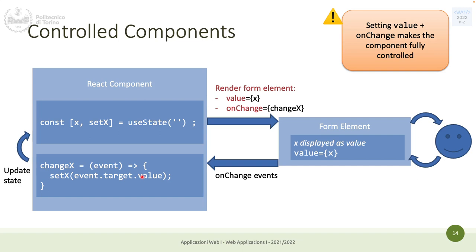So in this case, you have, let's say, the name field that appears empty because it is an empty string. Then you type your name. When you type your name, this change x is called, and it will get the value, the name that you are typing, from the field you're using in the browser, and that will update the state that will display on screen what you are typing.